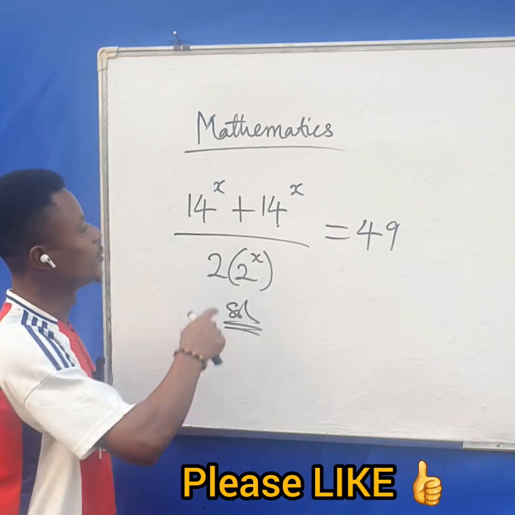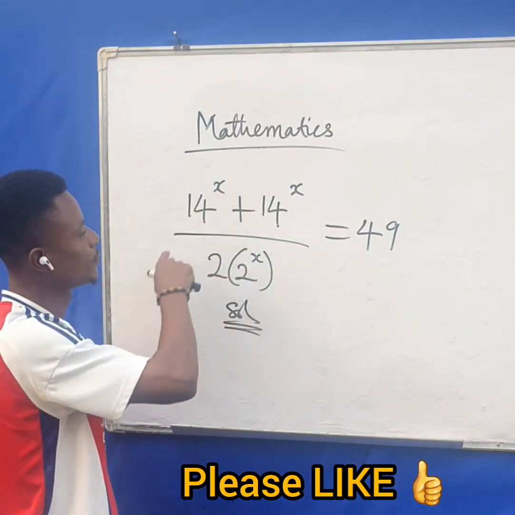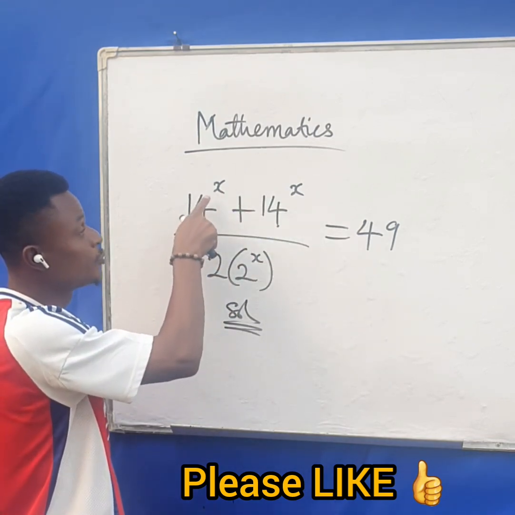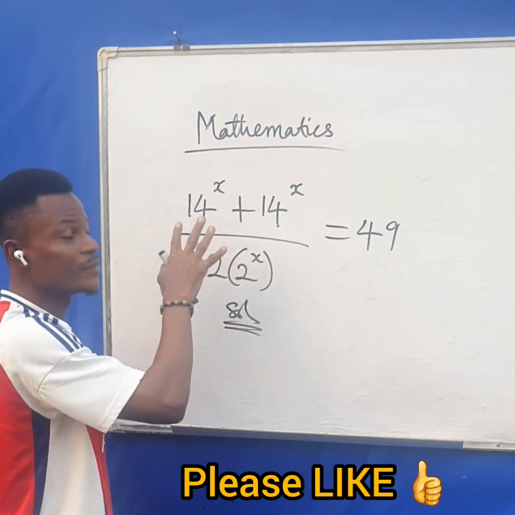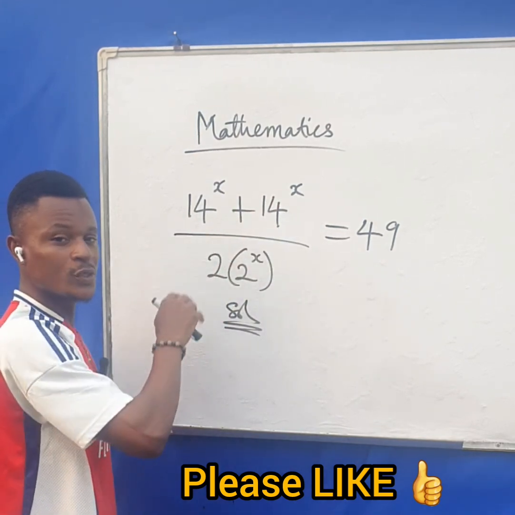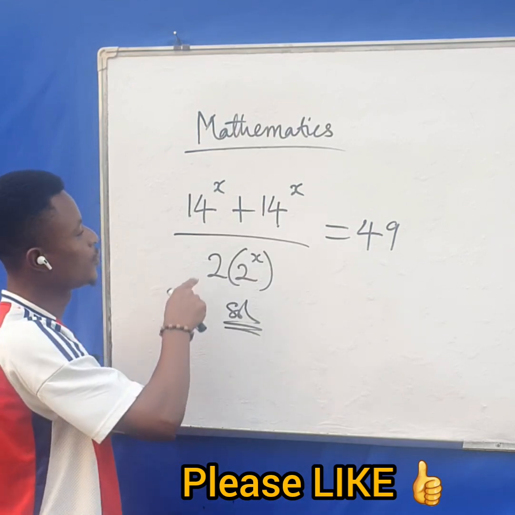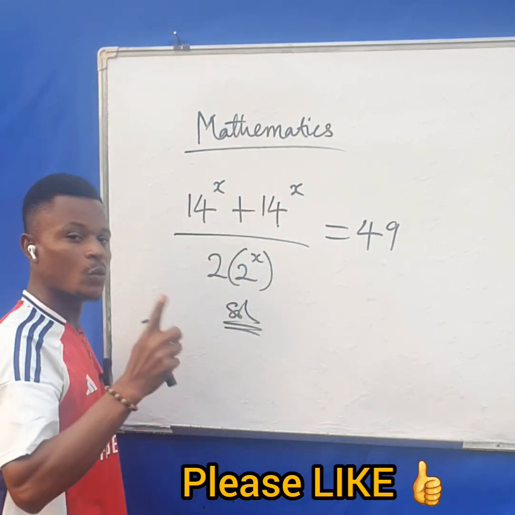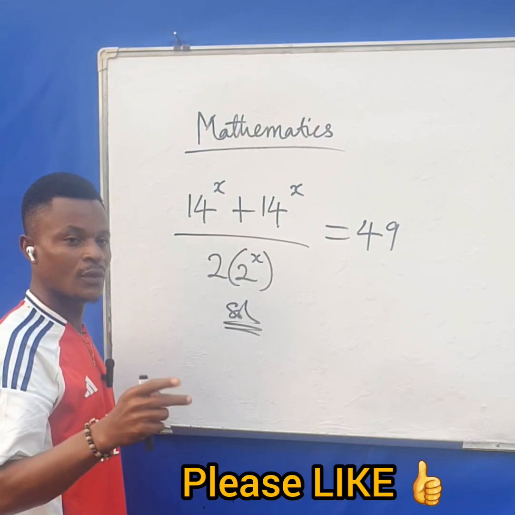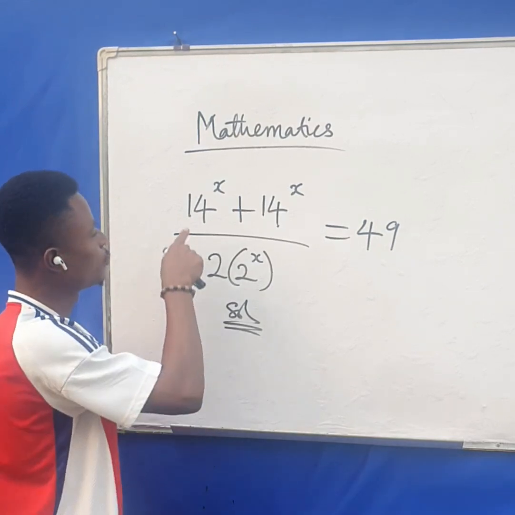If you look at the numerator of this fraction, you notice that we have 14 raised to the power of x plus another 14 raised to the power of x. That is the same thing being added to itself. Because we have the same thing being added to itself, this is the same thing as multiplying one of them by 2. Why we are multiplying by 2 is because we have just 2 of them.